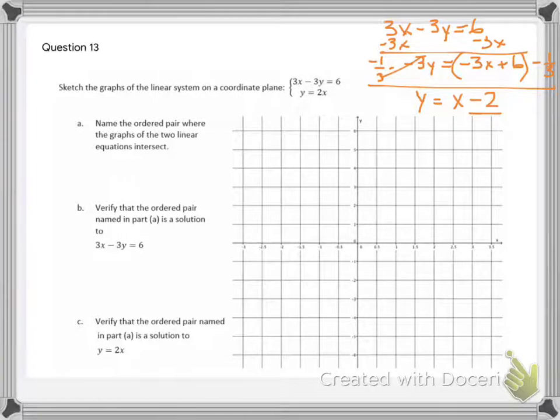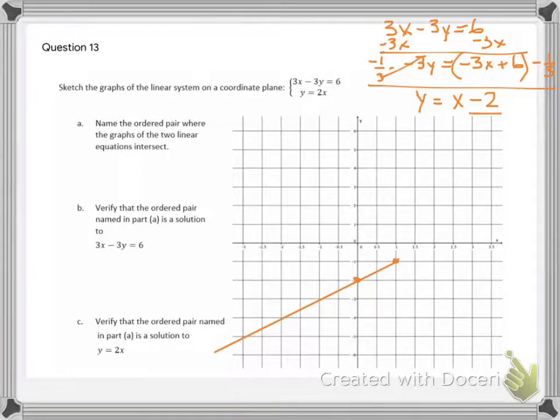The y-intercept is at negative 2, so I'm going to go to negative 2 and make my point. And then the slope is up 1, right 1, and that's here. So now I can draw my line. All right, the line will look like that. Okay, and now I can go on to my next equation.